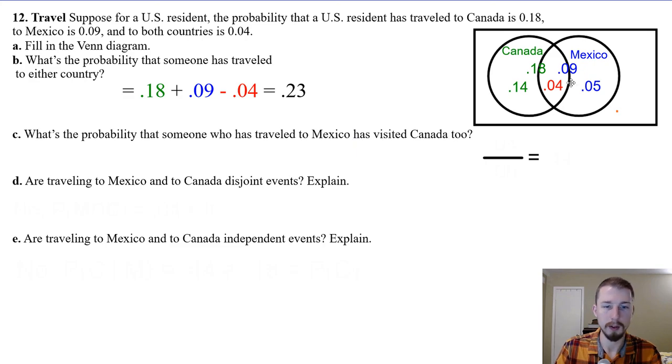What's the probability that someone who's traveled to Mexico has visited Canada as well? So of the people who visited Mexico, which is 9%, that's our new denominator. Those are the only ones we're interested in. 4% had been to Canada as well, so 4 out of 9% would give you 44%.